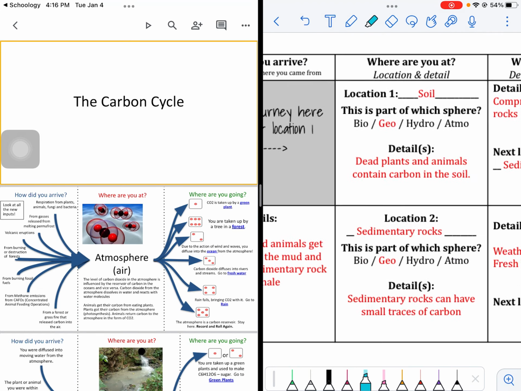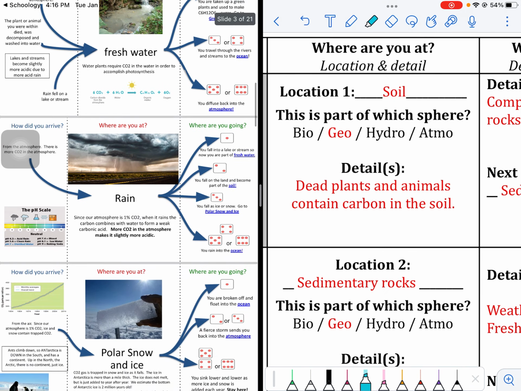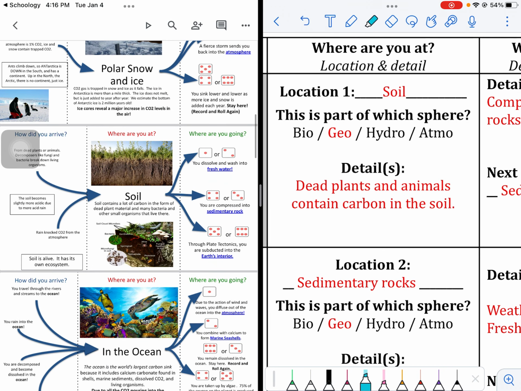So I just picked a spot to start. I said soil. So I'm going to scroll through here and find where soil is. All right, here's soil. So I want to record in soil, and then I want to record in what sphere it is. Geosphere is all earth related things, so that's why I picked geosphere. And I want to record some details about being in the soil.